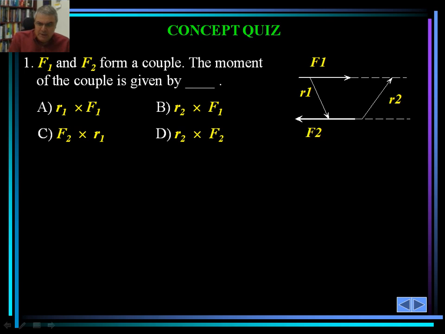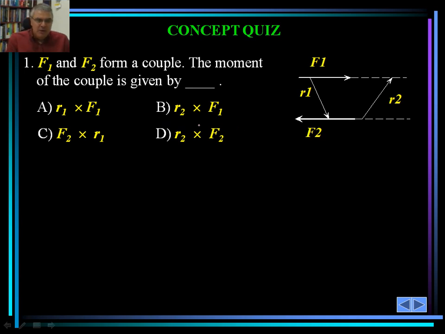Okay, let's take a look at a conceptual quiz before we move on. F1 and F2 form a couple. The moment of a couple is given by blank. It's pretty important to be able to solve this problem at this stage. F1 and F2 form a couple. The moment of the couple is given by which one of these cross products given here?